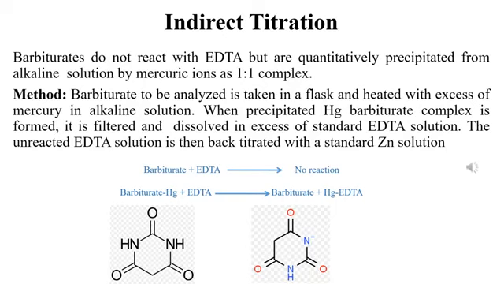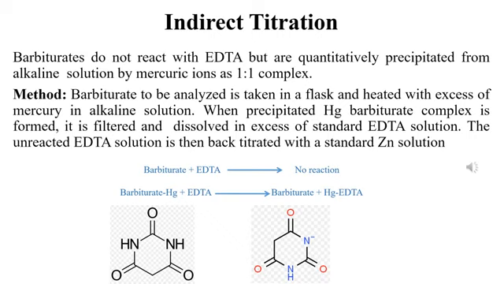So the method for this indirect titration is that the barbiturate that we want to analyze is taken in a flask and heated with excess of mercury in alkaline solution. It should be in the basic range, and when precipitated, mercury barbiturate complex is formed. It is filtered and dissolved in excess of standard EDTA solution, and the unreacted EDTA solution is then back titrated with the standard zinc solution, as we previously discussed in other methods.